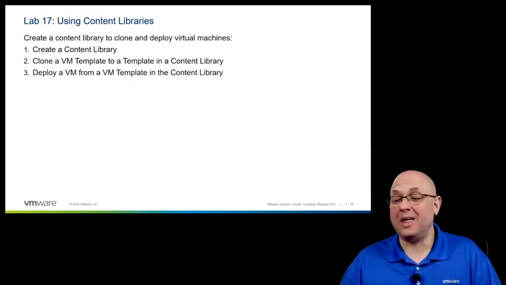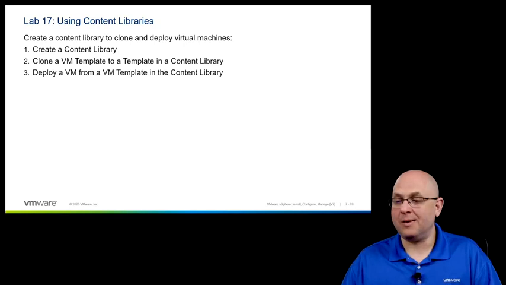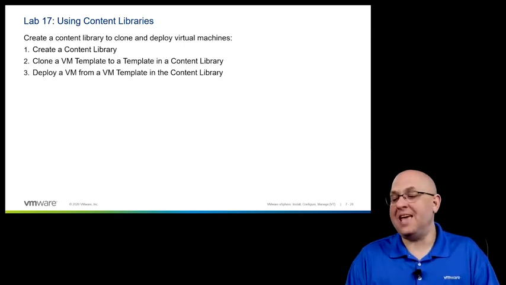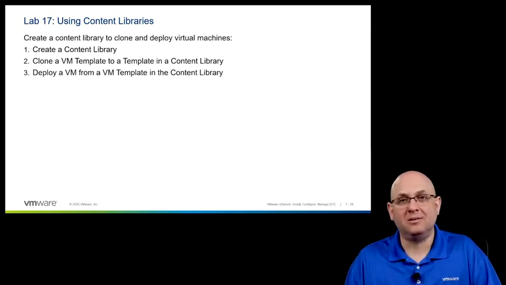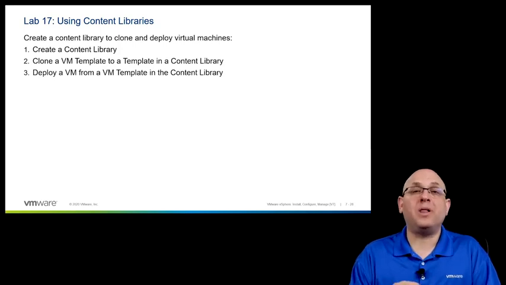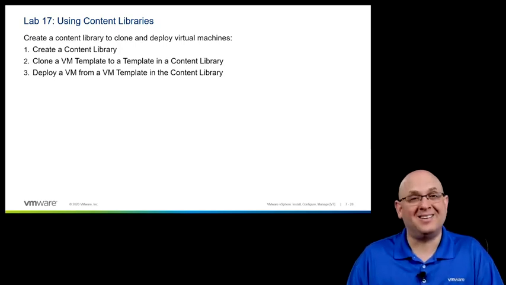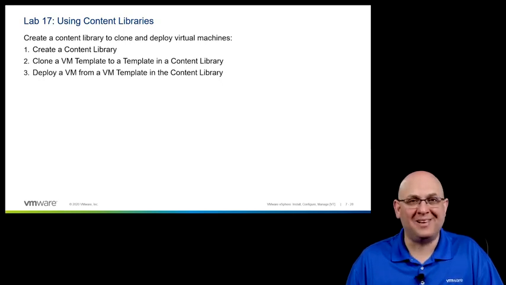Let's actually dive in and play with it a little bit. In lab number 17, we'll build a content library, we'll clone a VM to a template in the content library, and then we'll deploy a new VM from that particular template. If you're also interested, you can decide whether or not you want to play with the functions of updating a template in the content library. I encourage you to experiment here.